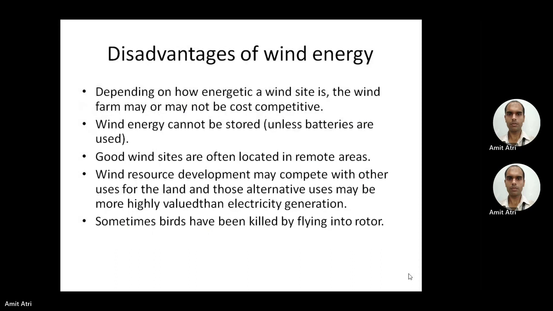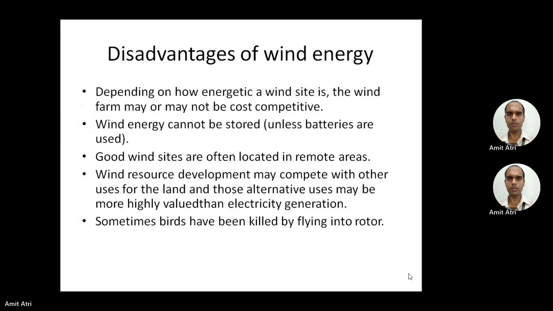A suitable site is needed. Wind energy cannot be stored. For storing, we need another storage medium, like batteries. Next disadvantage is that good wind sites are often located in remote areas. Consumption is not there; they are remote areas with very little consumption. But the scope for maximum generation is there. So it is at a large distance from where the bulk consumption is.